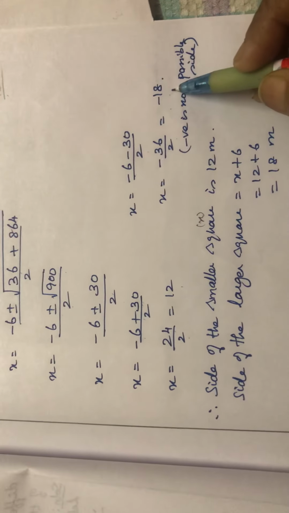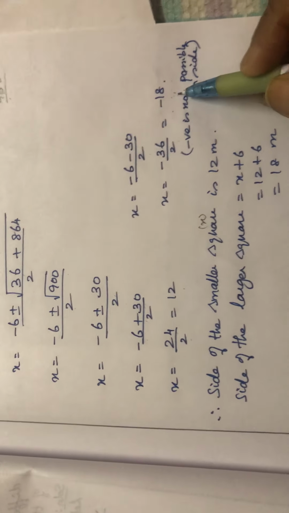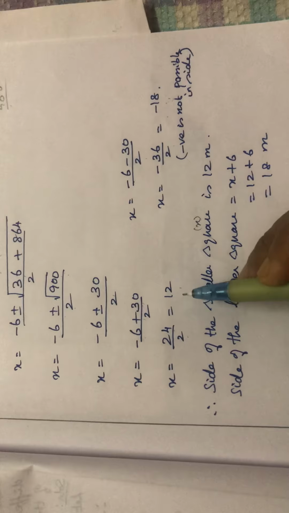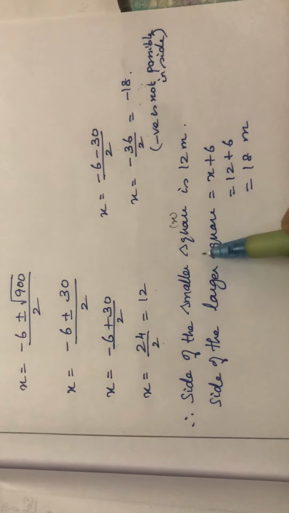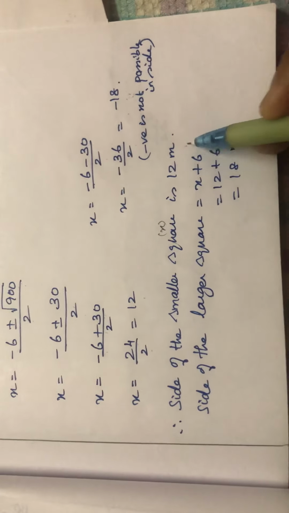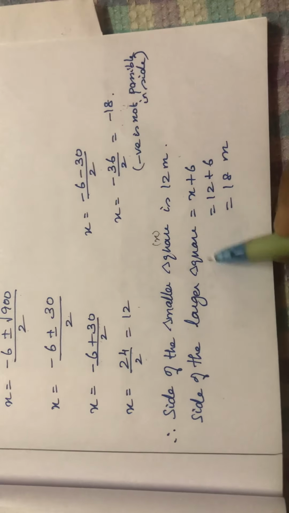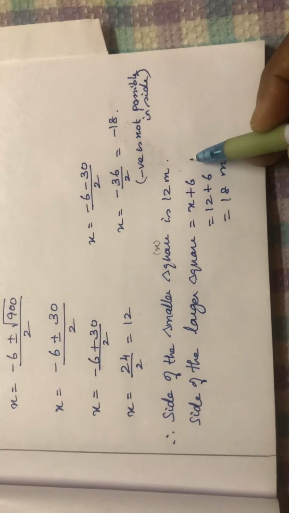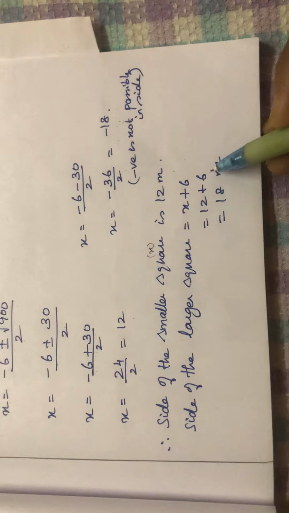The side cannot be negative, so no need to consider this negative. So the positive value is 12. Therefore, side of the smaller square is 12 meter. Then side of the larger square is what we have taken as x plus 6. So 12 plus 6, 18 meter.